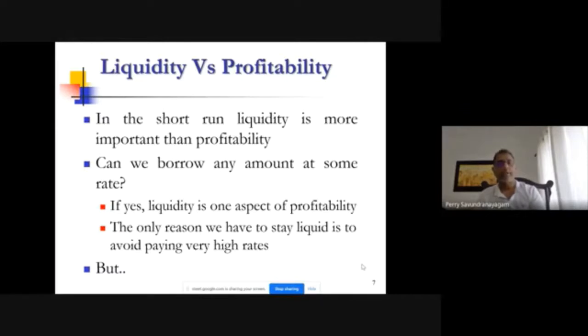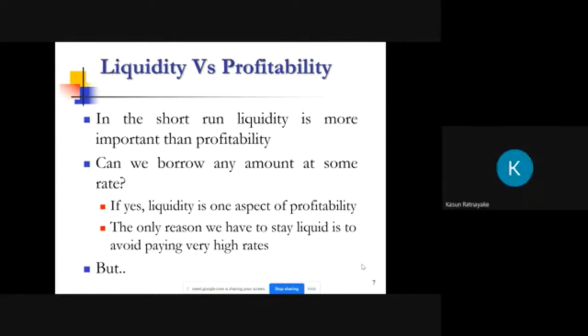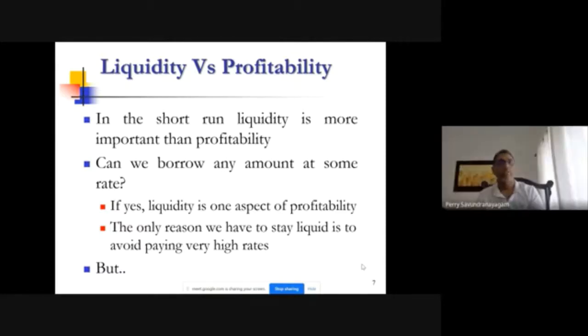So then the next question: can we borrow any amount at some rate? If yes, liquidity is just one asset. The only reason we have to stay liquid is to avoid paying higher costs. So if you can borrow money from anybody at any time from a counterparty, but you have to pay a cost for it, that will then impact profitability. Agreed? Yes, sir, agree.